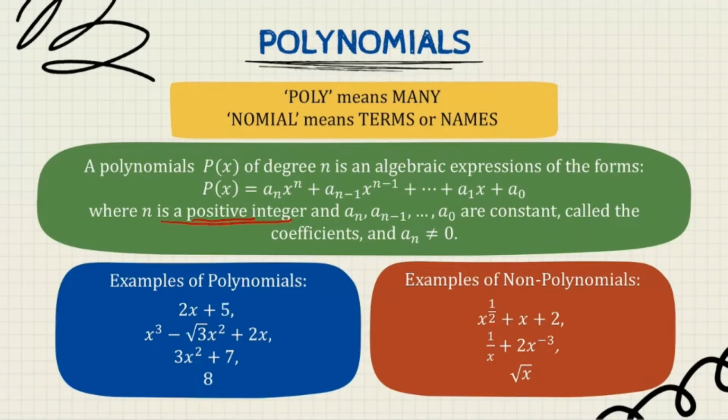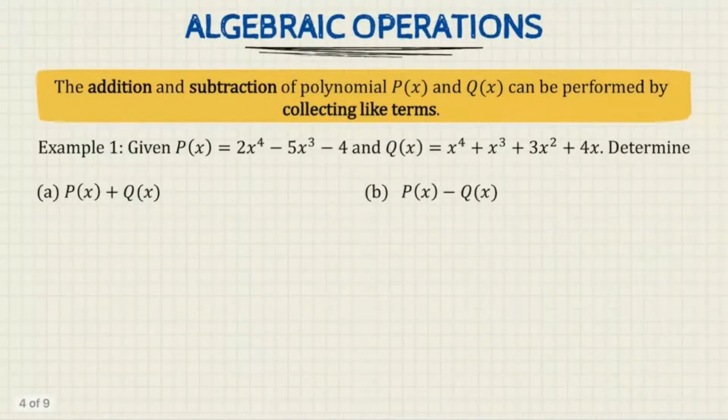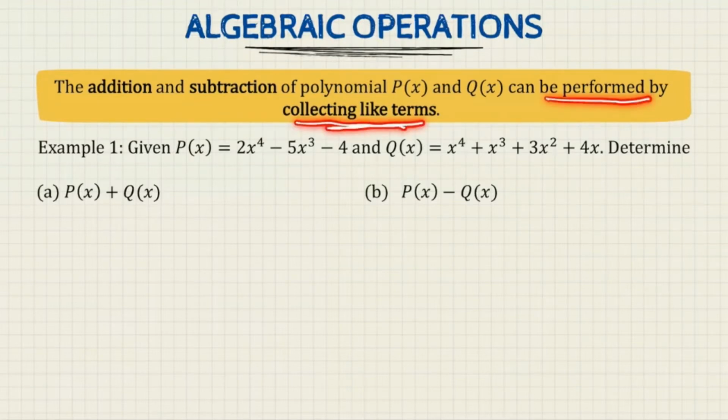Okay, madam. Alright, now kita tengok dahulu the algebraic operation untuk polynomials ini. Okay, so algebraic operation yang pertama adalah tambah tolak lah, addition and subtraction of polynomials. So the addition and subtraction of polynomials can be performed by collecting like terms. So px dengan qx ni adalah label kepada polynomials tersebut lah. Okay, so kita akan collecting like terms.